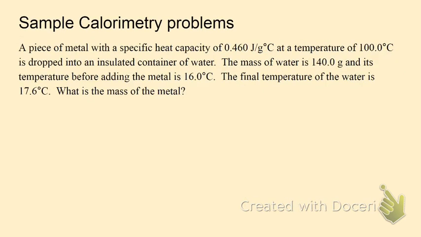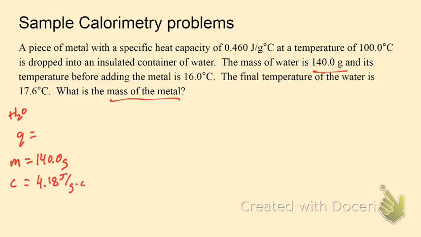Okay, and then there's another problem that you can try to solve. It's the same thing, except now we're going to figure out the mass of the metal. So first we do the water part. We want to figure out the Q of water. Our mass of water is 140 grams, and its temperature before adding the metal is 16. The specific heat is 4.18 joules per gram times Celsius. The change in temperature is the final, 17.6, minus 16.0, and that's going to equal 1.6.